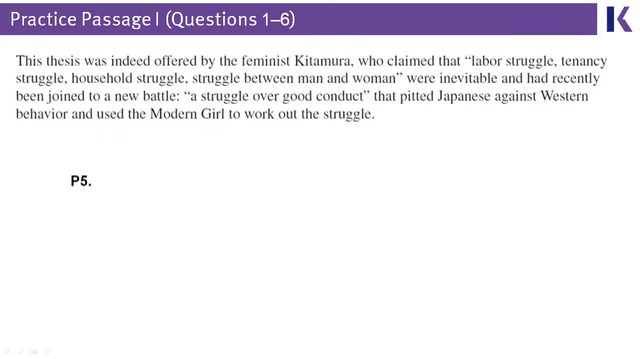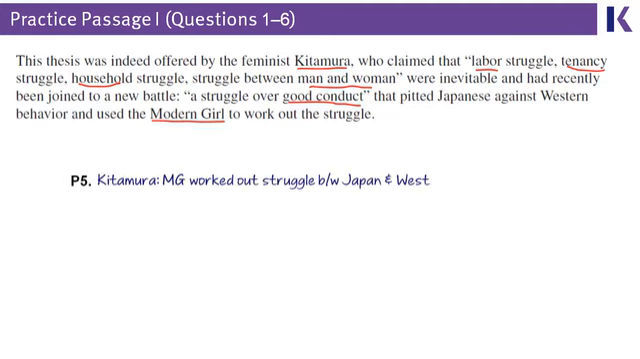Paragraph 5 introduces us to a new person, Kitamura, and she was claiming that there's a lot of inevitable struggles in society, labor, tenancy, household, between men and women, and then finally there's this new struggle over good conduct that's pitting Japanese against Western behavior. And finally, we get the modern girl in this paragraph, as the modern girl is just what the media produced to work out this struggle. These struggles resulted in a media portrayal of this modern girl. You can write something along these lines in your outline. Kitamura is the person the author introduced, and then the modern girl worked out this struggle.